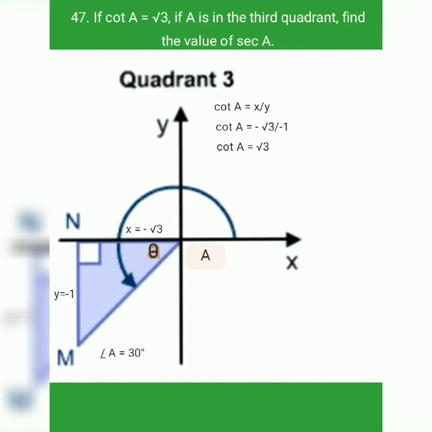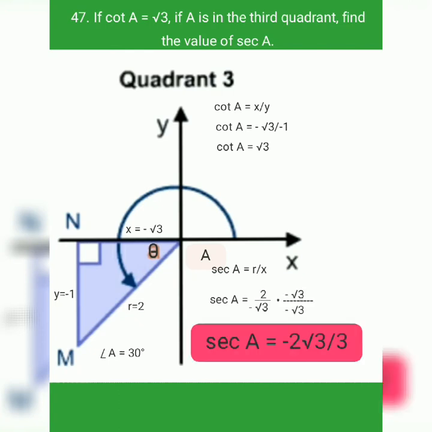By the Pythagorean theorem, r is equal to 2. So to find the value of secant A, which is equal to r over x, secant A is equal to 2 over negative square root of 3. The value of secant A is equal to negative 2 square root of 3 over 3.